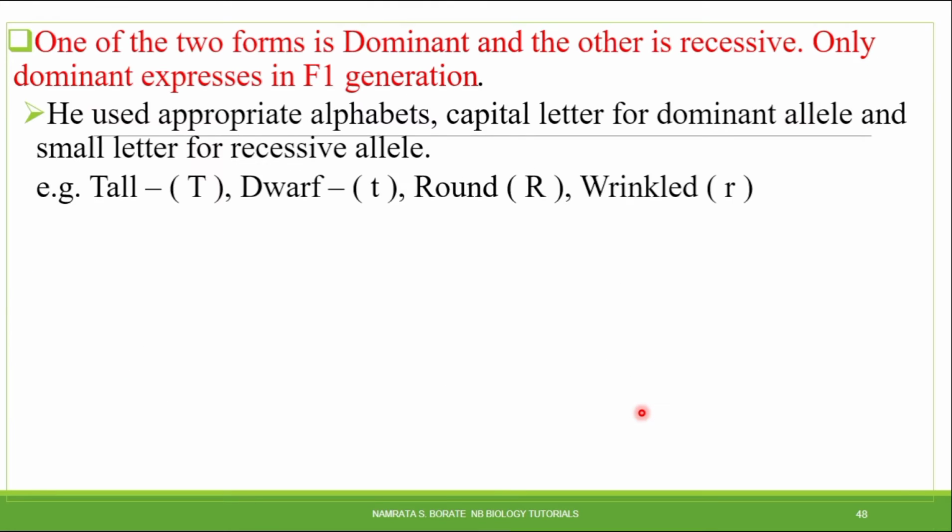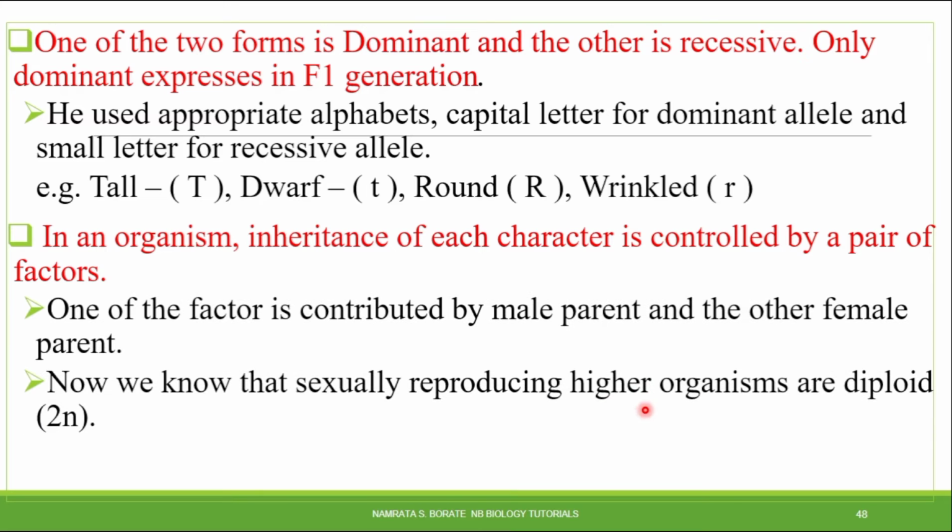The next one is that of the two forms, one is dominant and the other is recessive. Only the dominant is expressed in the F1 generation. He used the appropriate alphabet. The capital letter is always denoted as the dominant allele, and the small letter is always denoted as the recessive allele. Means tall is capital T, dwarf is small t, round is capital R, and wrinkled is small r.